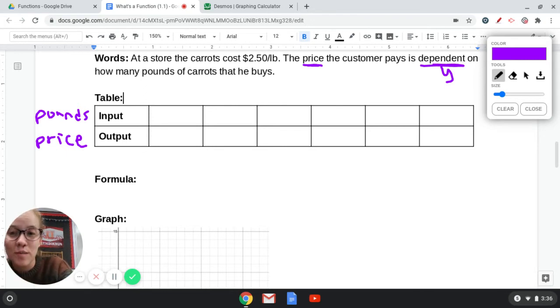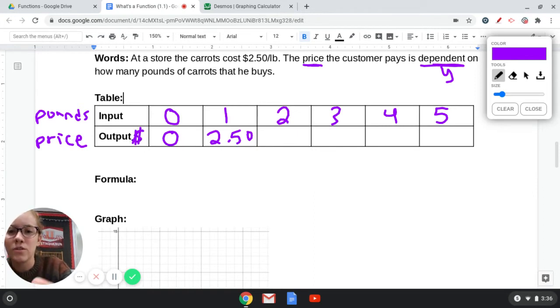I guess you could go into the store and buy 0 carrots if you really wanted to. So if you buy 0 pounds of carrots, what's your price? That's 0. All right. You can buy 1 pound, 2 pounds, 3 pounds, 4 pounds, 5 pounds. If you buy 1 pound of carrots, what's your price? $2.50. I'm going to throw a dollar sign here.